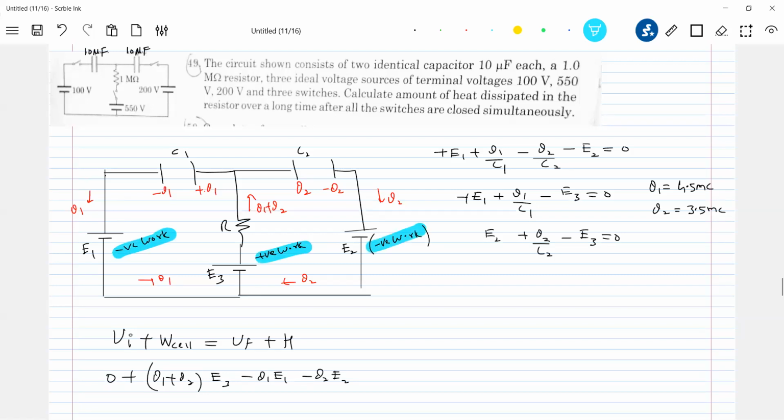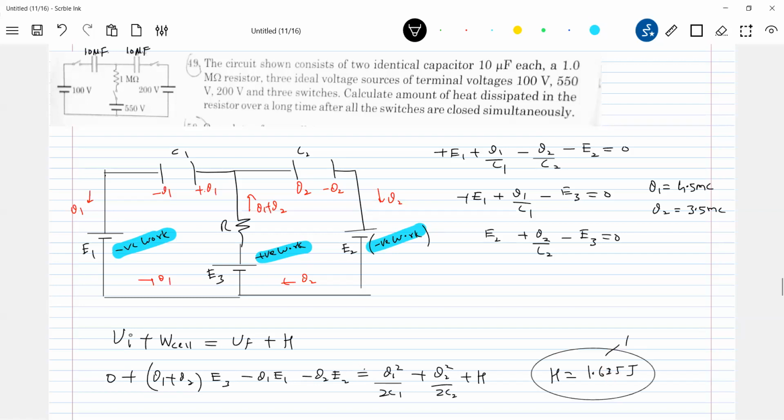I just picked up a problem where two different capacitors are there. There's a method we can manage here. So minus Q2 E2. This is plus energy in the circuit: Q1 squared by 2C1, Q2 squared by 2C2, plus H. Solve all this. You'll get the expression for heat generated. The answer will be 1.625 joule. Check the calculation. You'll get it.